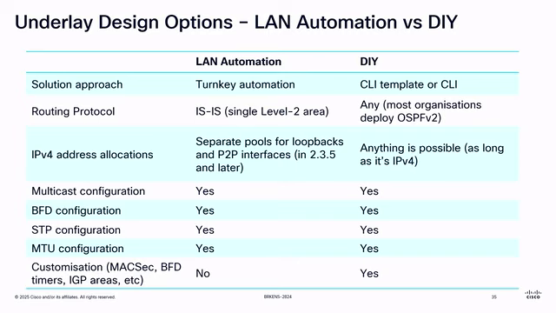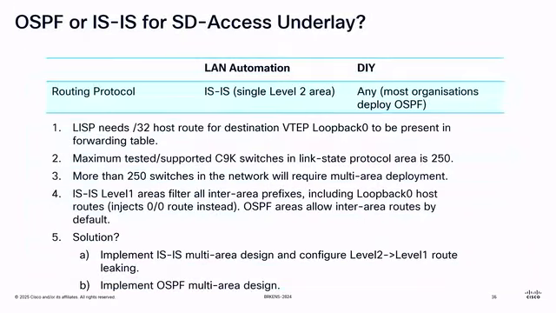So if you want to do MACsec, for example, you do it yourself, right? If you want to adjust BFD timers, the defaults may not be good enough, then you do it yourself, and so on, right? Maybe you want to do multiple IGP areas, which I'll touch on. So if we zoom in, the only difference really is the routing protocol, right? LAN automation deploys IS-IS. Do it yourself, most people deploy OSPF.